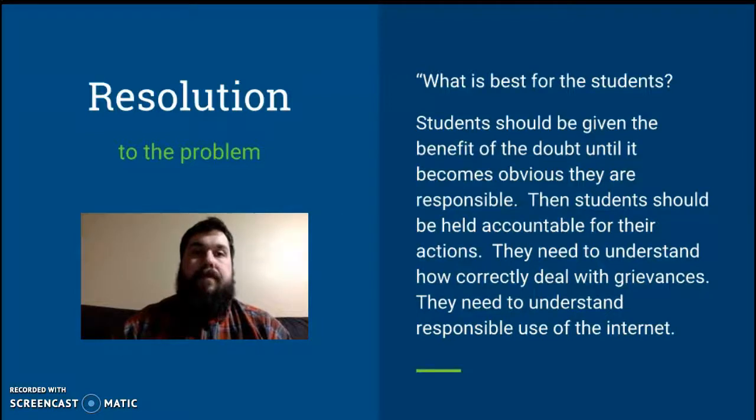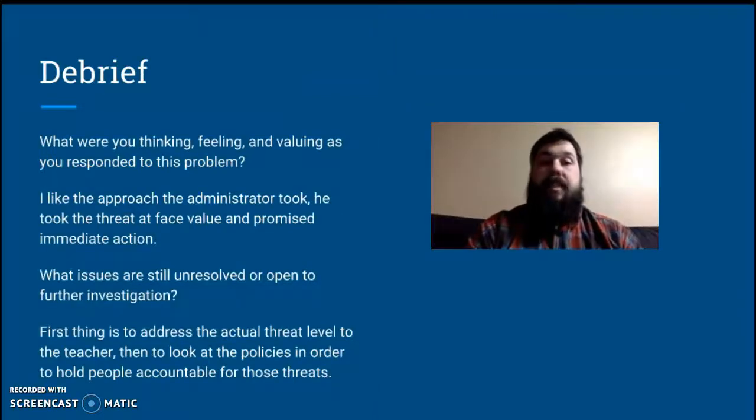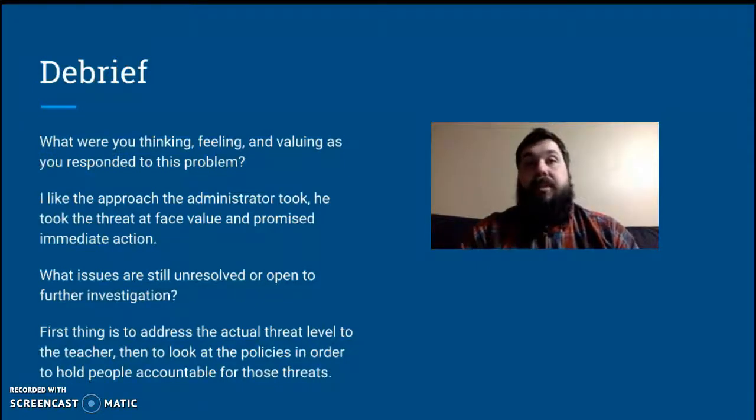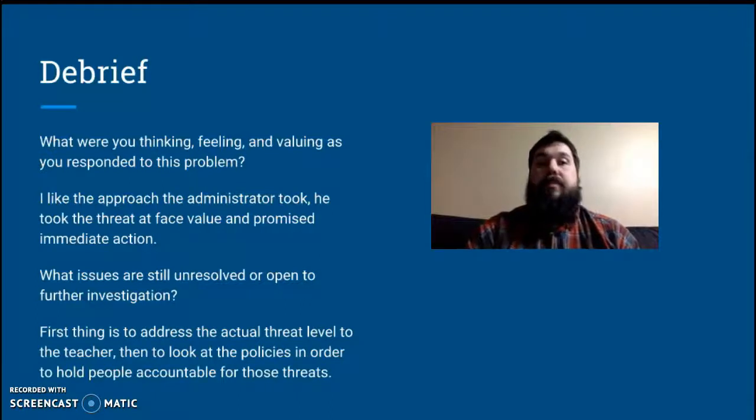In this case study, I really like the approach that the administrator took. He took the threat at face value and then promised immediate action. I think that's all you can really ask for from a teacher standpoint. The issues that may still be resolved is that the first thing you want to do is address the actual threat level to the teacher. I mean, safety is a number one priority.